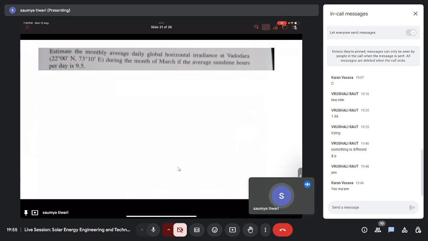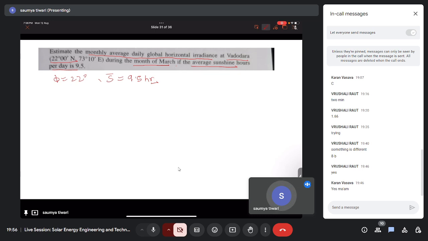Okay, since we have few minutes left, I will quickly explain this question. If anyone is trying to solve this question, they can look back at whether the approach they are following is similar to the one explained here. What has been asked in the question is to estimate the monthly average daily global horizontal irradiance at Vadodara. Phi is given as 22° north, during the month of March, and the average sunshine hour per day is 9.5. This is in hours, right?